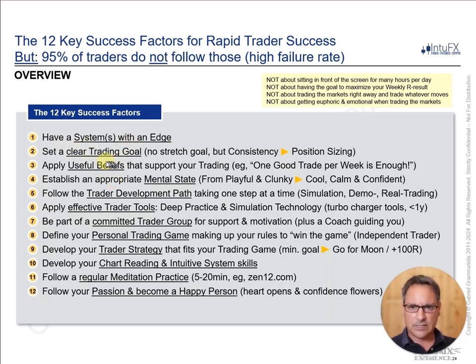System is clear, right? But you need a clear trading goal. It should not be a stretch goal. You want to have a low-hanging fruit goal, right? But then reach it as often as possible. And this is then what we call consistency.